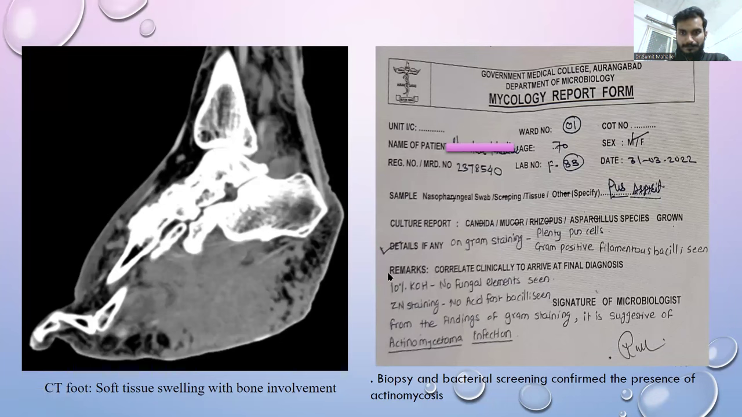And here is the microbiology report from the sample. Pus was aspirated here, and on the Gram staining there are plenty of pus cells and Gram positive filamentous bacilli. On 10% KOH mounting, no fungal elements seen. ZN staining, no acid-fast bacilli seen. From the findings of the Gram staining, it is suggestive of actinomycetoma infection.